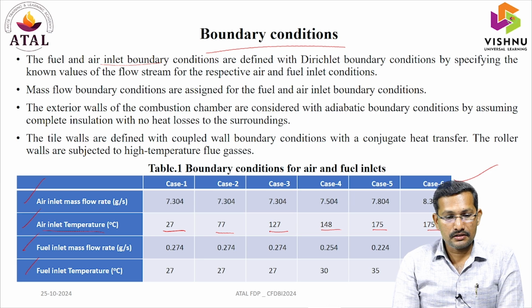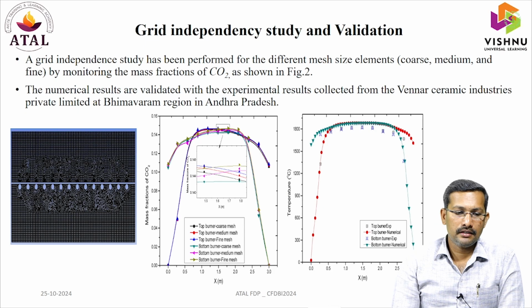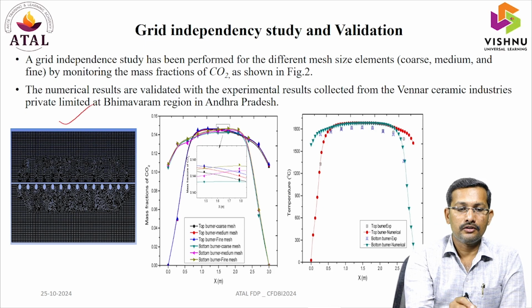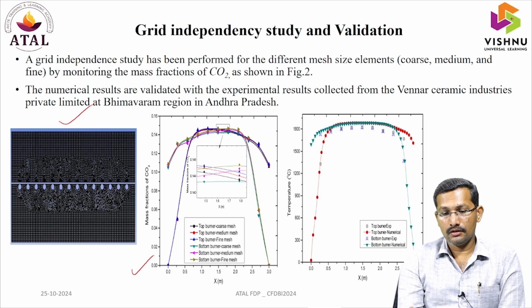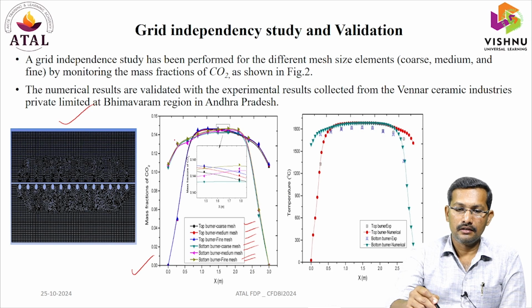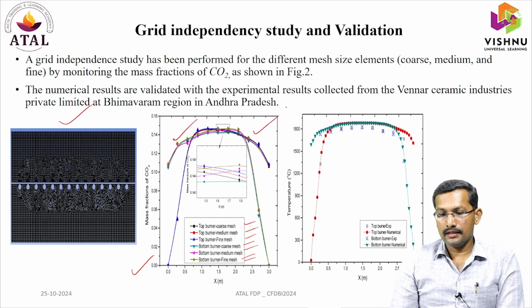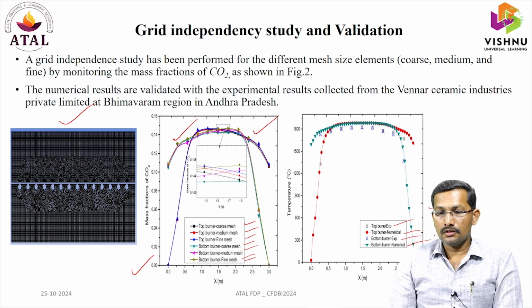Now different cases are considered. Now this is the grid independent study. In the grid independent study, the computational domain is converted into small grids, and these are the graphs for the different cases. This is also another one: top burner experimental, bottom burner, and these are all the different burners. By considering these, we have also done the validation.